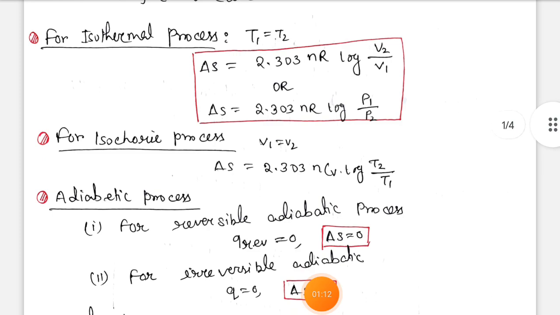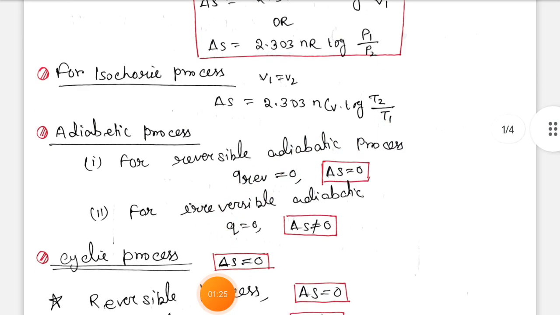For an isochoric process, that is volume constant, so V1 is equal to V2, delta S is equal to 2.303 n Cv log of T2 by T1. Cv is the heat capacity, specific heat at constant volume.